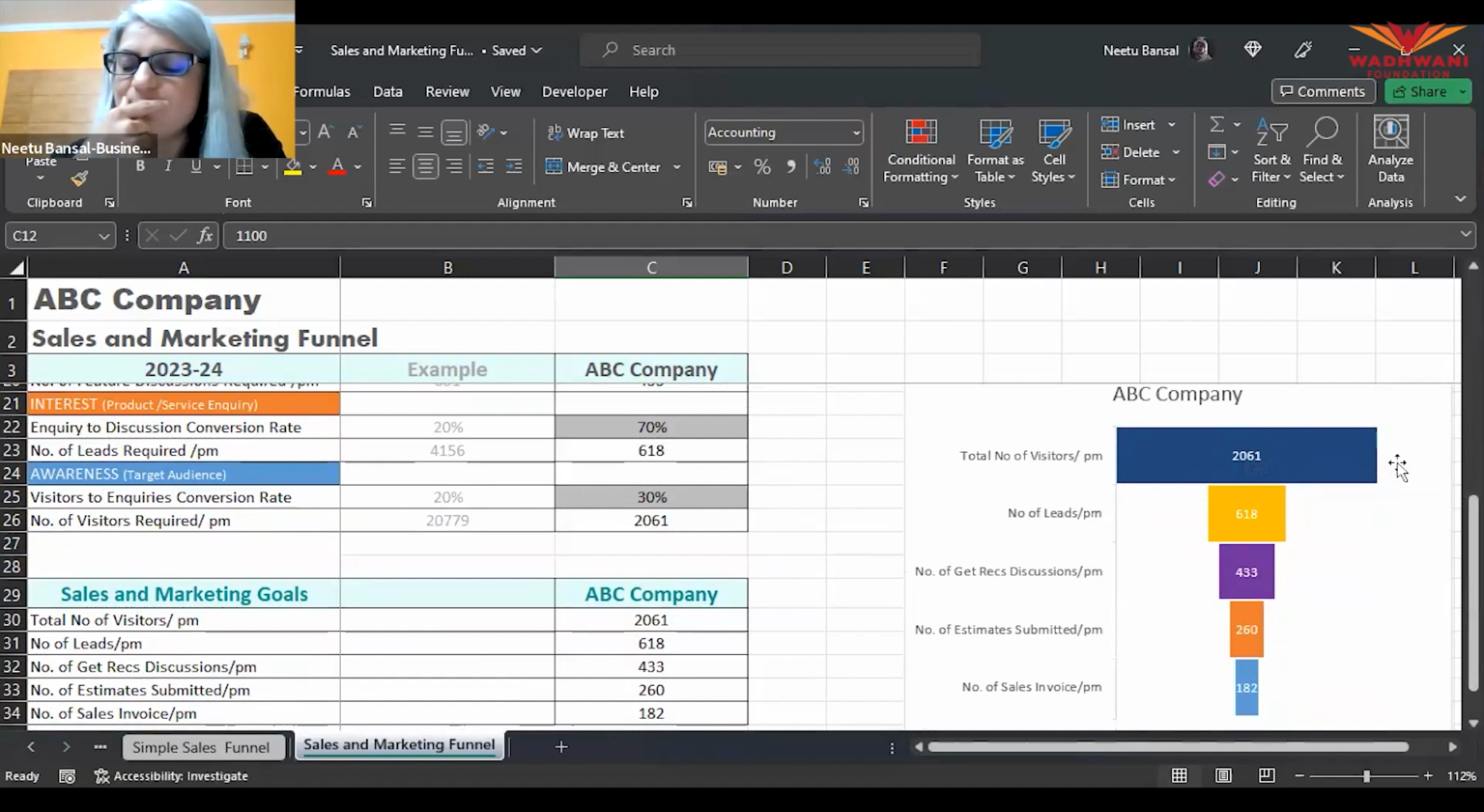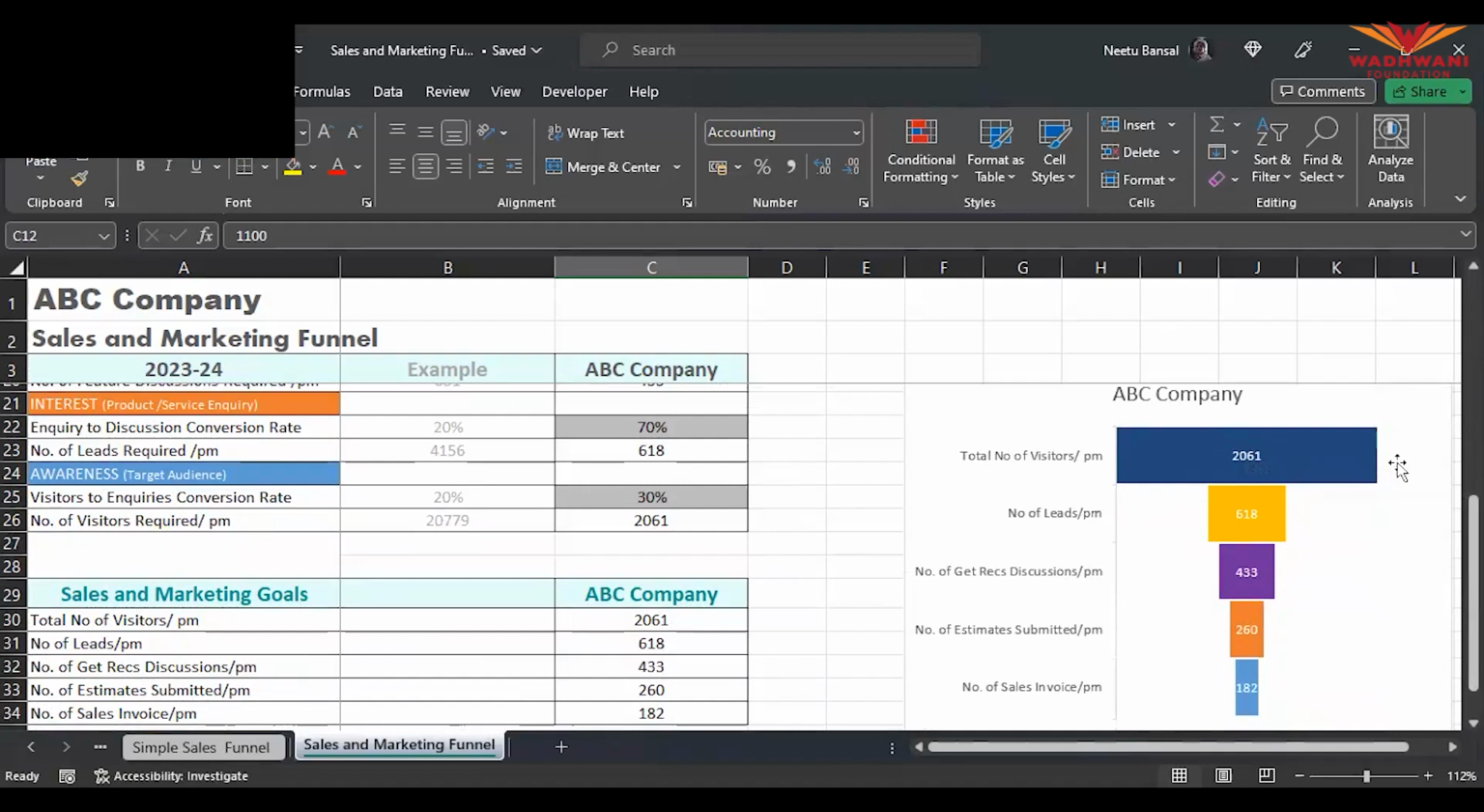Does that help you, Akshay? Yes, ma'am. Actually, that is what we are also very cautious about, because we don't want to burn much into marketing and then get nothing.